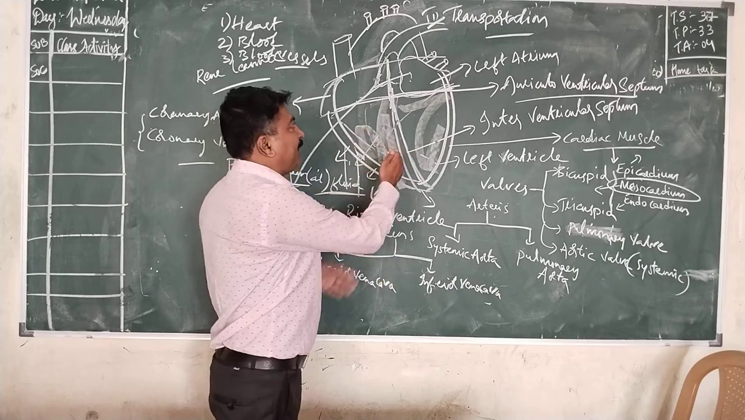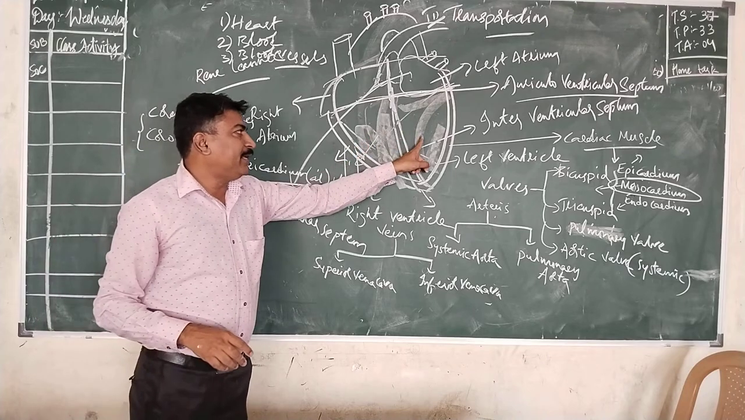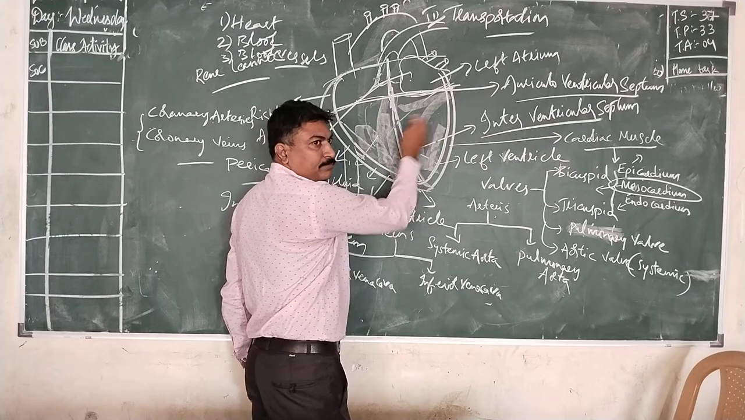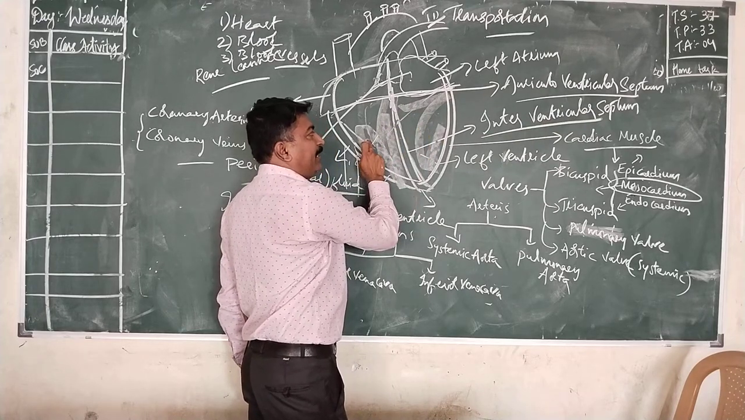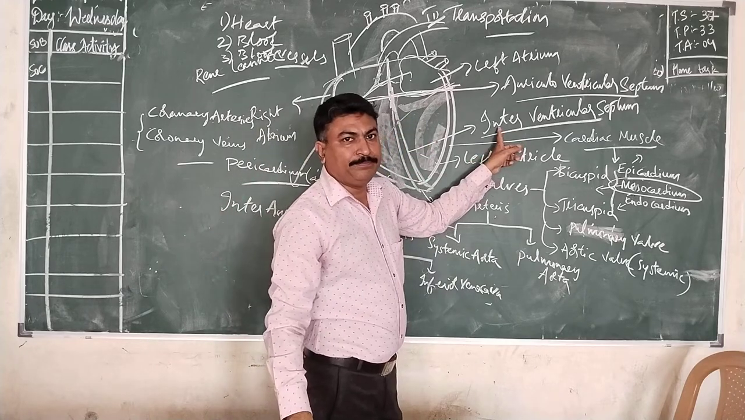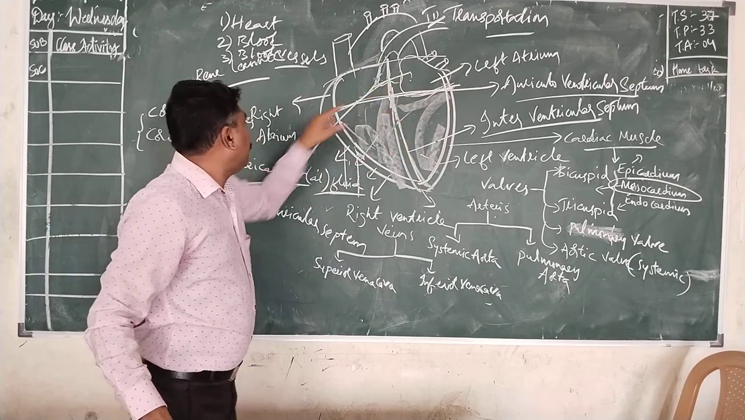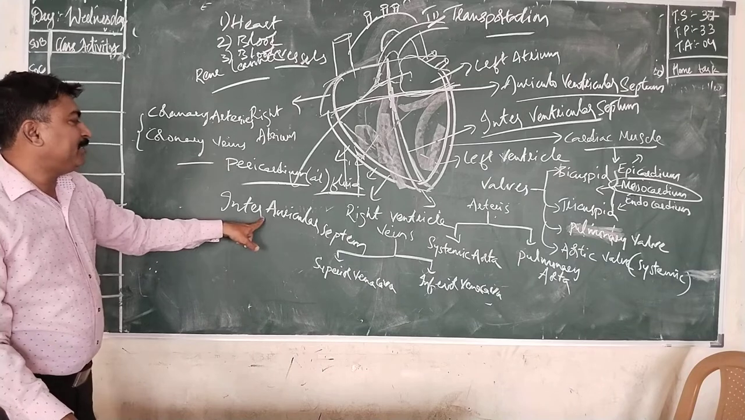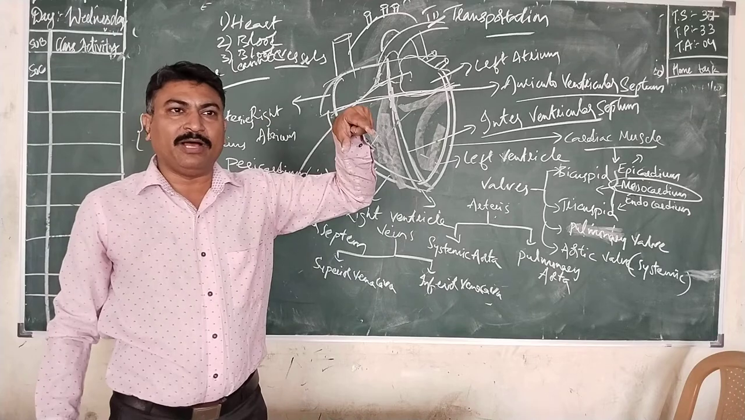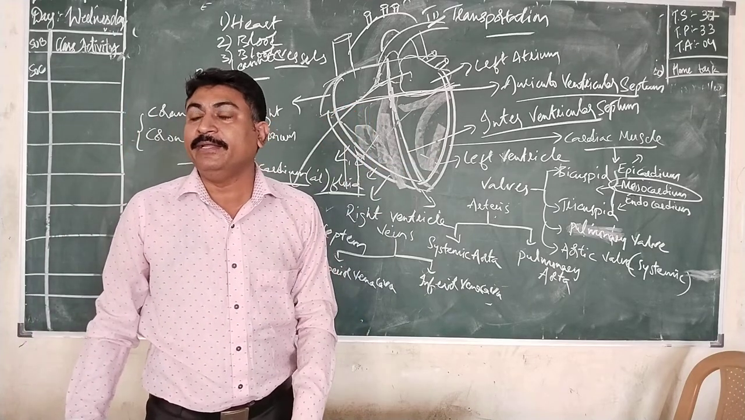Now both ventricles and auricles are in turn separated. Left auricle and left ventricle are separated by the interventricular septum. Left ventricle and right ventricle are separated by the interventricular septum. Similarly, the upper two chambers, that is the auricles, are also separated by a wall, and that wall is the interauricular septum. Auricles are separated by a wall or septum called the interauricular septum. Ventricles are separated by a septum called the interventricular septum.